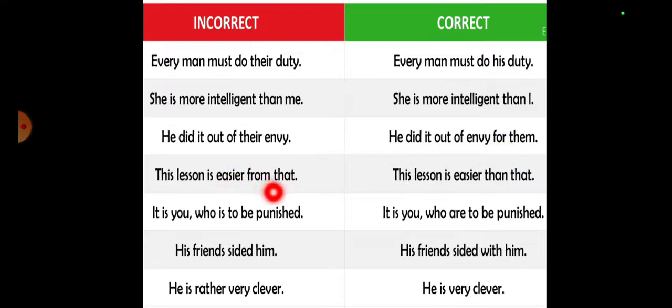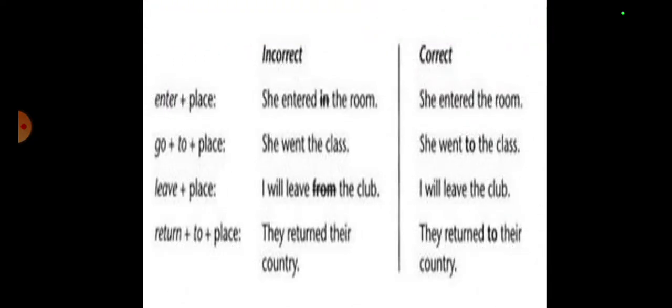This lesson is easier from that, no, than that, because viewers, easier is an adjective and it is the comparative adjective, and we should use than with the comparative adjective, right? It's you who is to be punished, no, for you we should use the helping verb are, not is. His friends sided with him, and he is rather very clever. Rather should be skipped, he is very clever. Next, very important, some students make an error here: whenever they use the word enter, they try to use in with this word, which is a wrong pair. Instead of saying this we should say she entered the room.